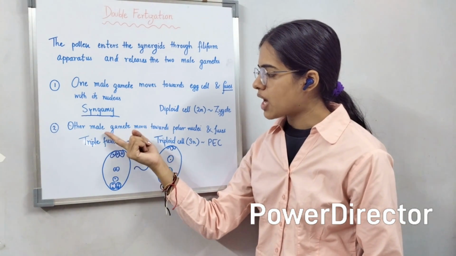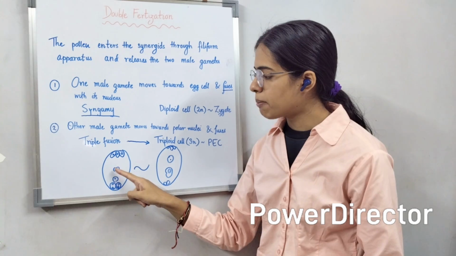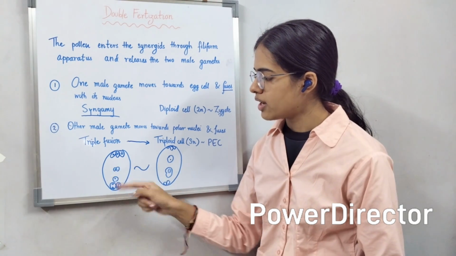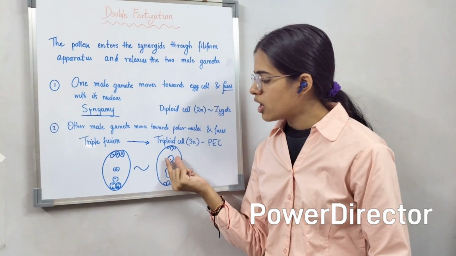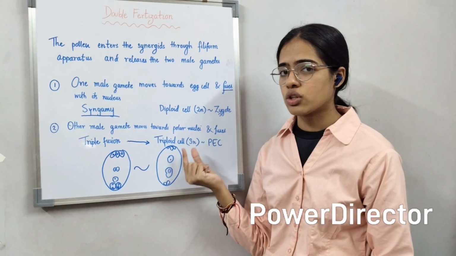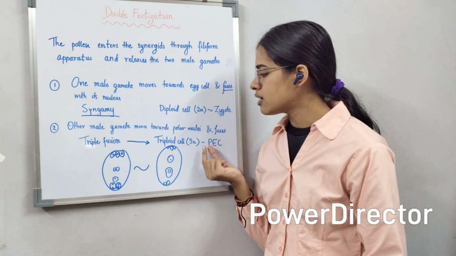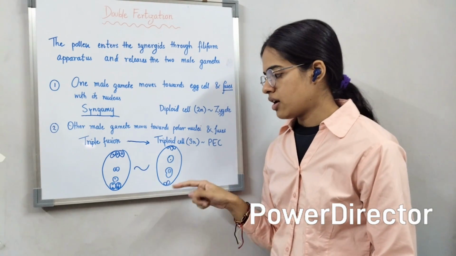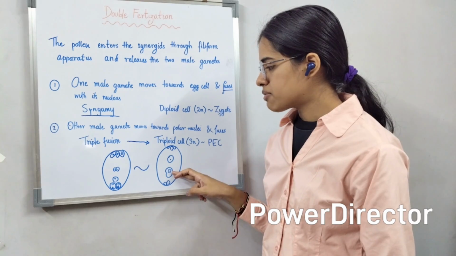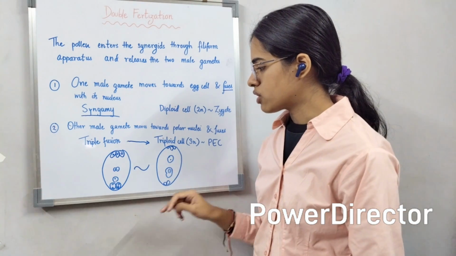Later, the other male gamete fuses with the polar nuclei. This is the polar nuclei. It fuses to form a triploid cell. So the triploid cell is a primary endosperm cell. These are the two types of fusion which take place, including the triple fusion.